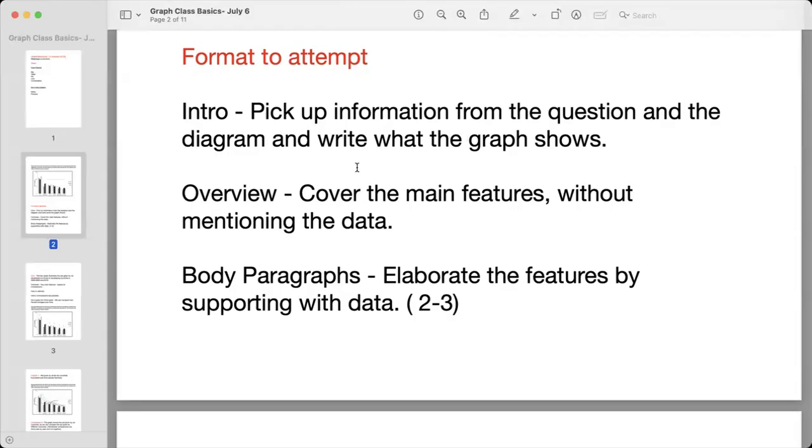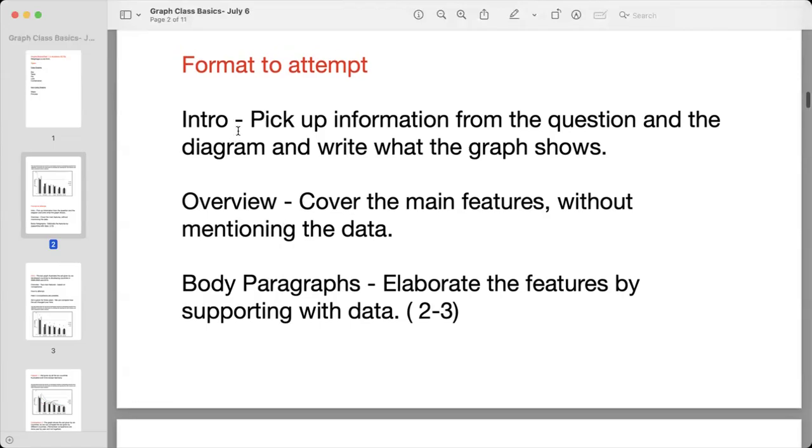The second is the overall, or the overview. Overview is a body paragraph which covers the main features, but it doesn't mention the data. So it's the main features without covering the data. And the third part is the body paragraphs. Here we are going to give the features again, but we are going to elaborate or support them with the data. So these are the 3 parts to my essay. Normally I write 2 to 3 body paragraphs, 1 paragraph for the overview, 1 paragraph for the introduction.